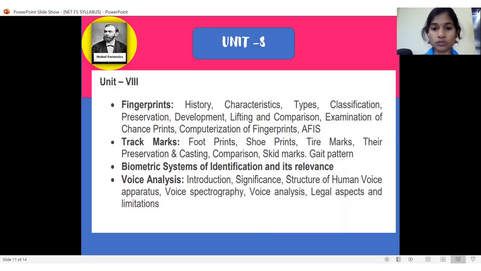Then track marks include footprints, shoe prints, tire marks, and gait pattern, which means the walking pattern. Then biometrics includes mainly fingerprints, but also iris, DNA, lip prints, and ear prints. These all are included in biometrics.